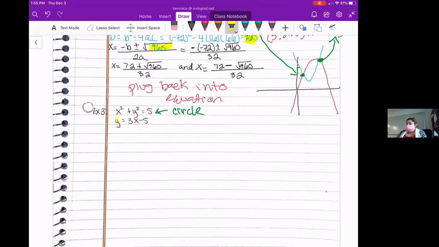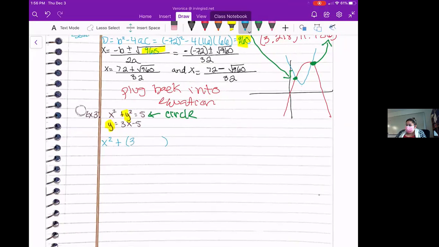So we have an isolated variable, and you have that in here as well, right? So we're still gonna do the same thing, okay? So this is just another example to show you that the process is still the same, but instead of a quadratic for this one initially, once you substitute it in, it's still gonna be a similar process. So you're gonna have x squared plus, instead of y, you're gonna have (3x minus 5) squared equals 5, right? So we substituted that in there.